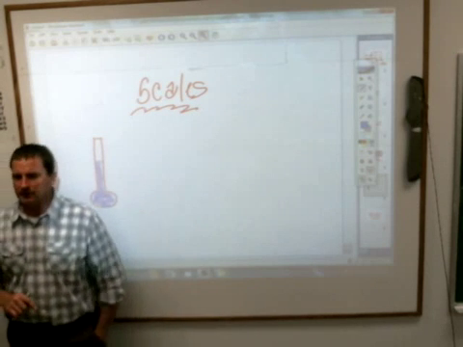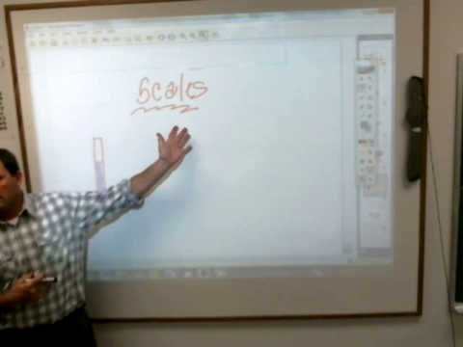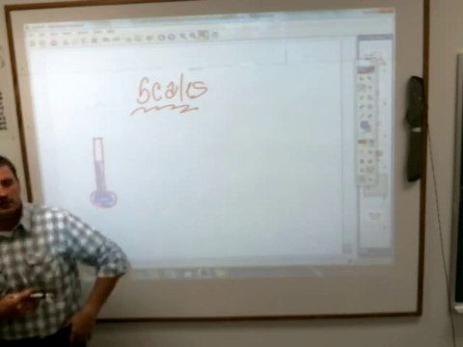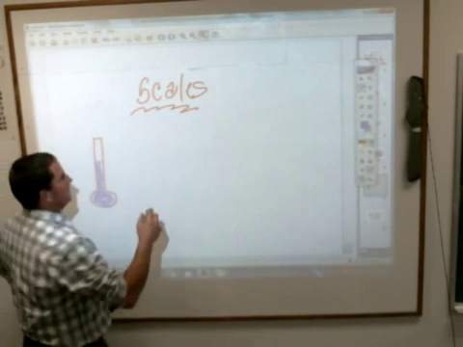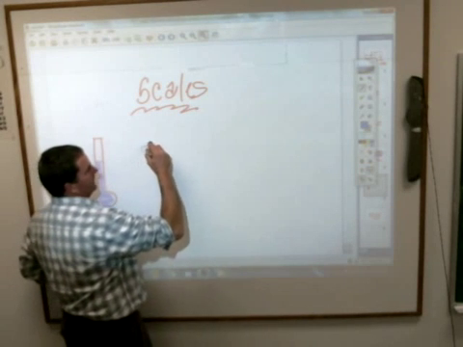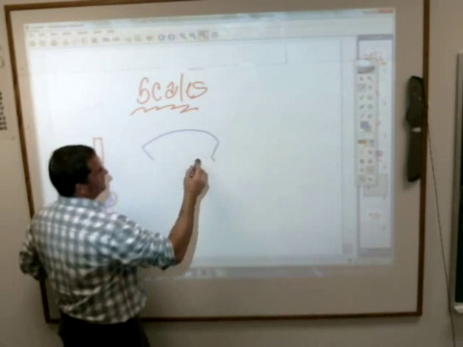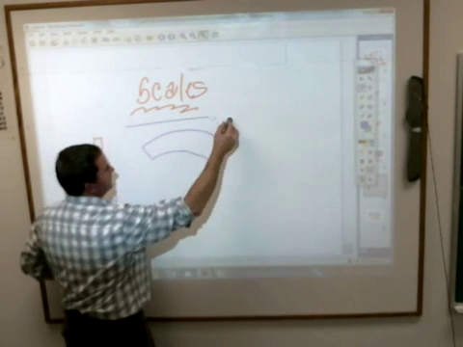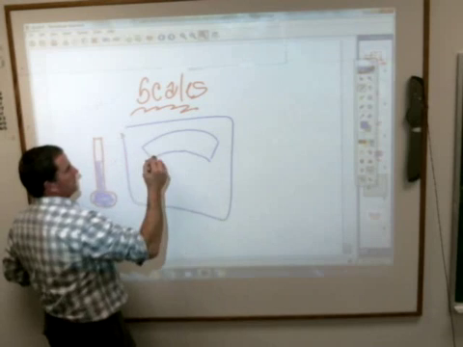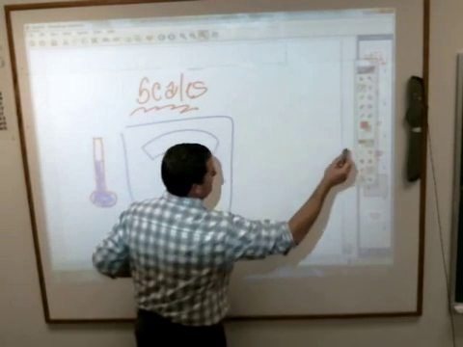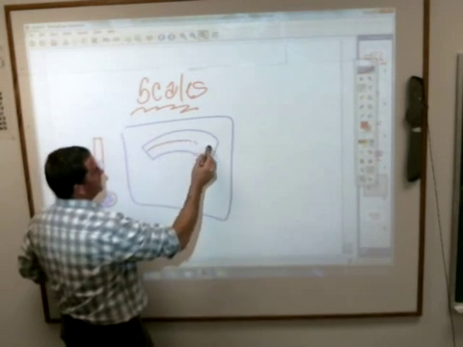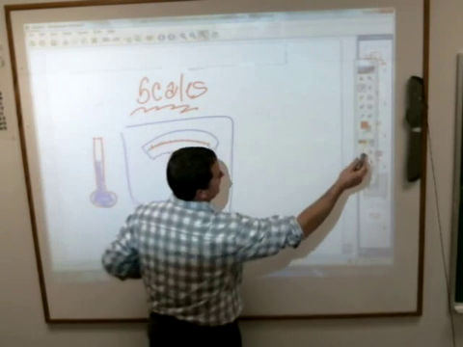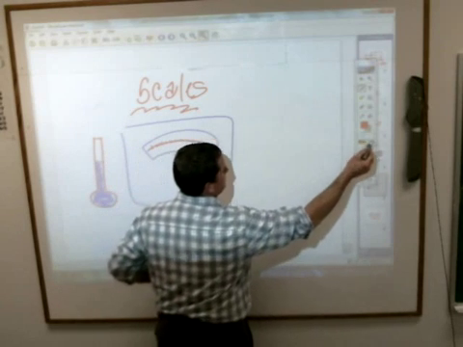What else? Obviously, from the word scale itself, if somebody told you to step on a scale, what is that measuring? Somebody already said it, the weight. You step on a scale, and there are numbers inside that tell your weight. And then there's usually a little line in here.